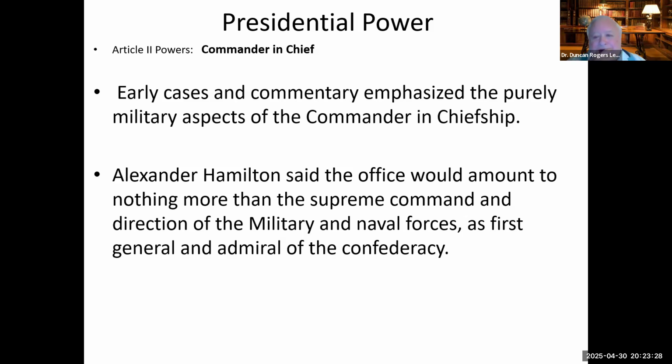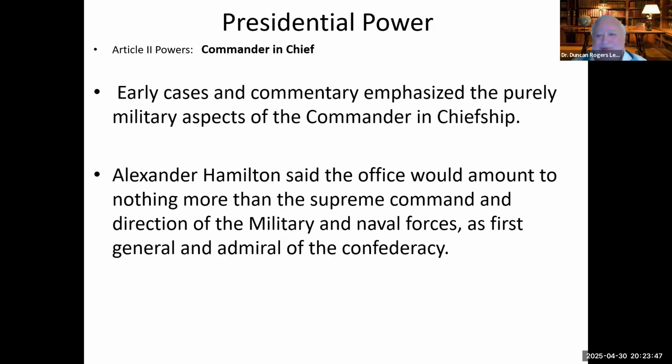Okay. Now, interesting question. Can the President of the United States get on his white horse and lead soldiers into battle? What do you think? Jeremy, what do you think? We'll put you on the spot. Seems like it. Yeah, there are only direction of the military, yeah.